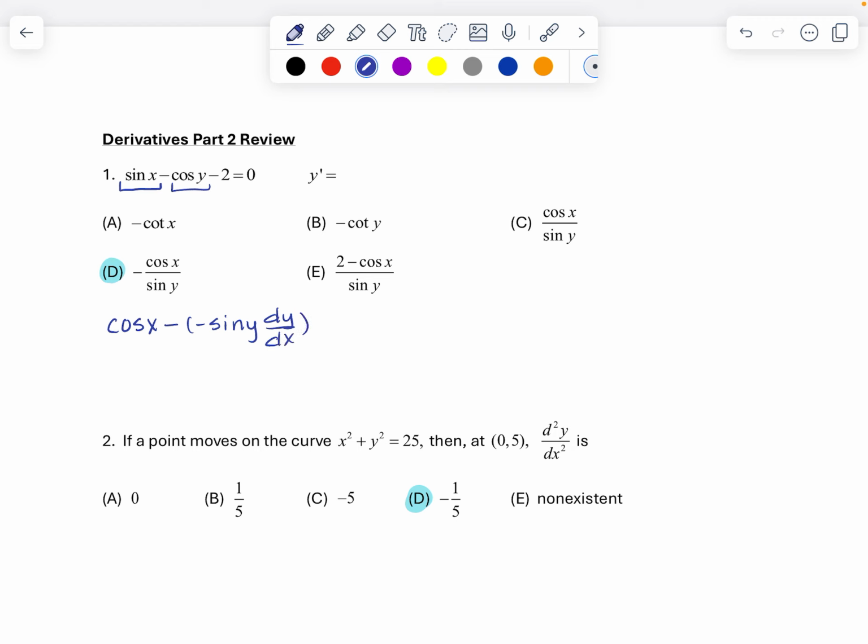I'm out of breath. And the derivative of minus 2 is just 0. The derivative of 0 is just 0. Okay, now notice that when I took the derivative of the sine of y, I had to tag on that dy dx because we're deriving y. Okay, now a negative and a negative are going to make a positive. So I have cosine of x plus the sine of y dy dx equals 0.